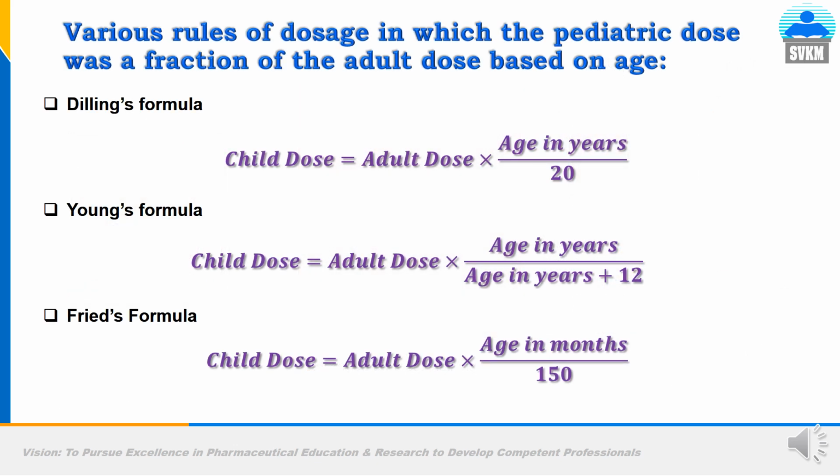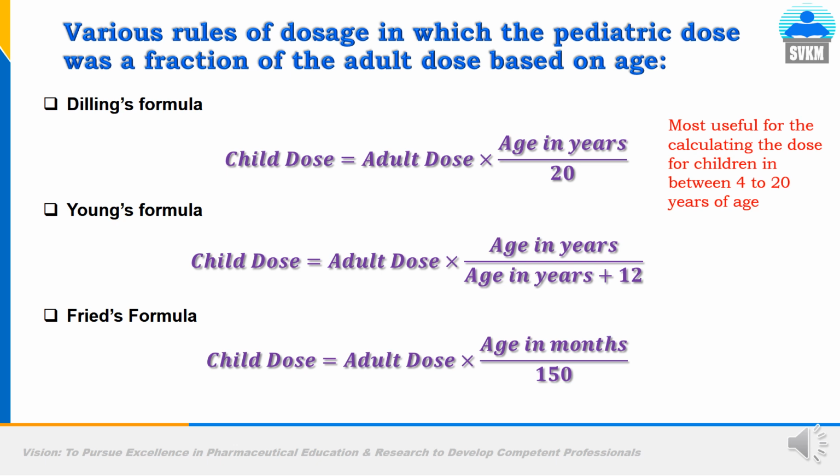The next topic is how to calculate the pediatric dose based on age. Here we are going to see different formulae. By means of these formulae, we can calculate the pediatric dose based on age. Now let us see. First is Dilling's formula. Dilling's formula is: child dose is equal to adult dose multiplied by age in years divided by 20. And this formula is most useful for calculating the dose for children between 4 to 20 years of age.